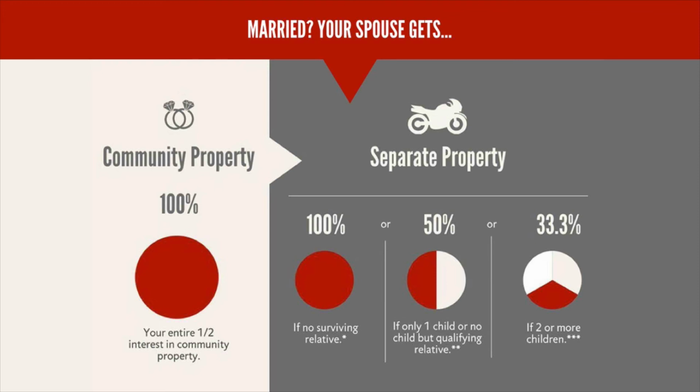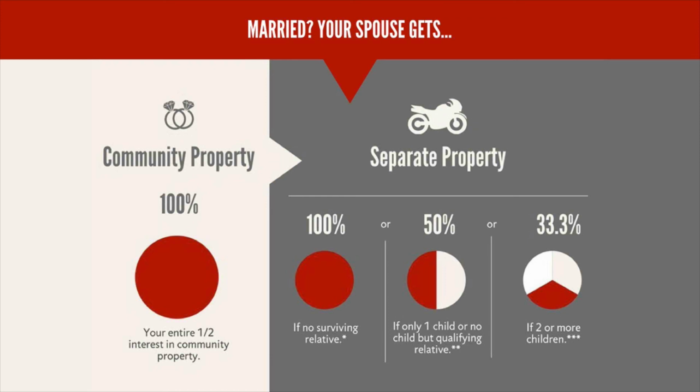If you're married, your spouse will get 100% of your half share of community property. California's a community property state, and that means that all of the property you accumulate while you're married belongs to the marital estate. So you and your spouse each have a 50% interest. Without getting into the details of community property, you could also have separate property, even if you're married.